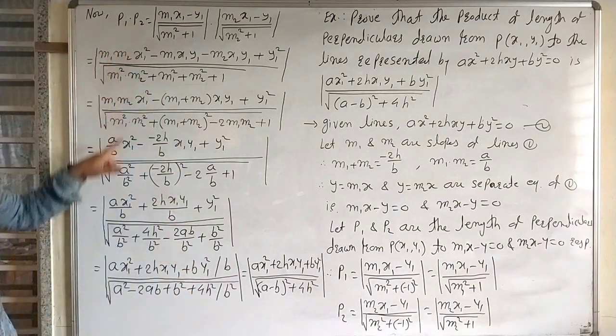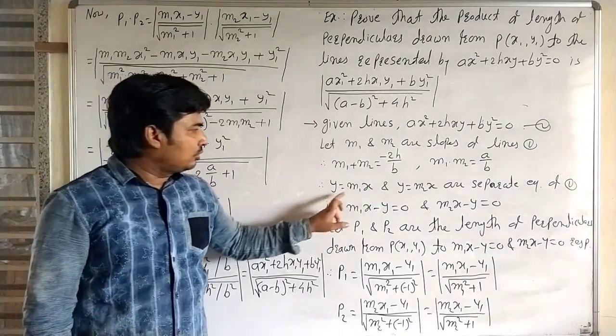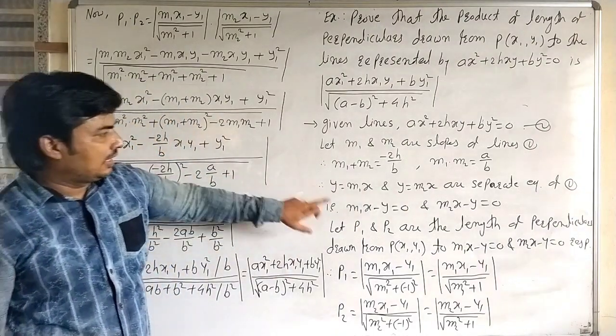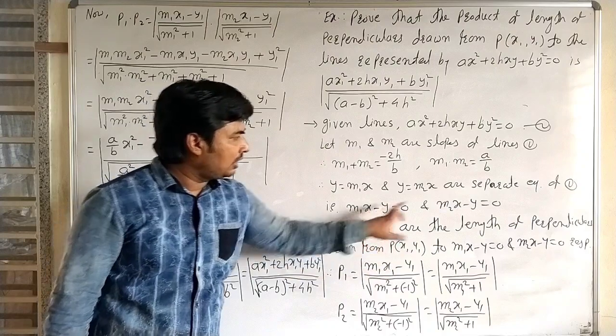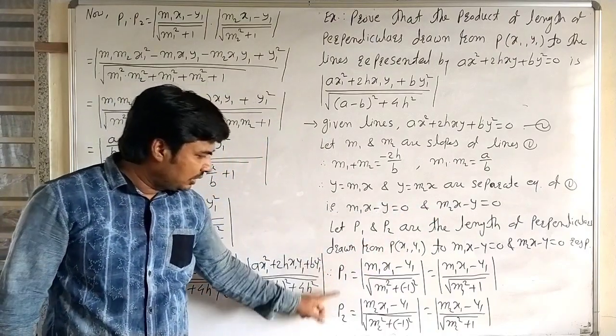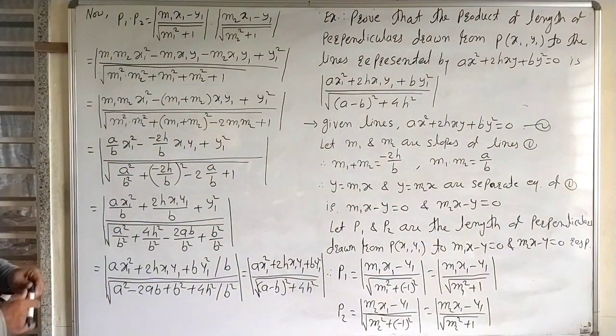Okay, see carefully. Calculation carefully here. It is y is equal to m1 x and y is equal to m2 x are the separate equations, and then perpendicular distance from point to the lines by the perpendicular distance formula, and then we take the product of these two terms, and it is the product. Okay, see carefully.